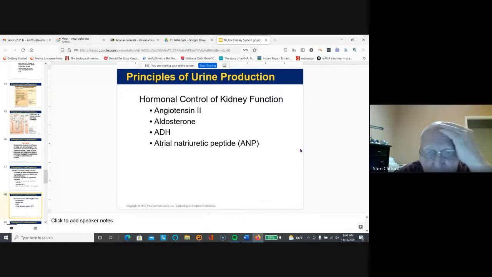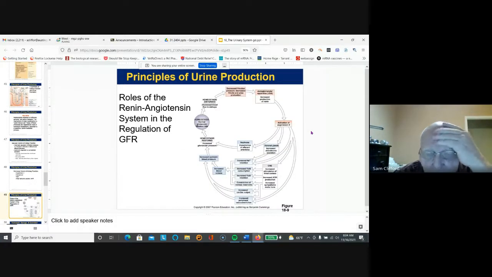So we've been talking about control of kidney function. There's all these hormones, angiotensin 2, aldosterone, antidiuretic hormone, and atrial natriuretic peptide. So we'll continue to describe these. Let's keep doing that.